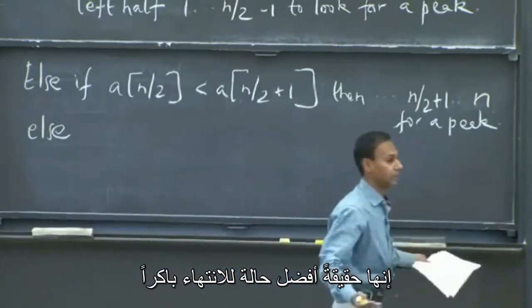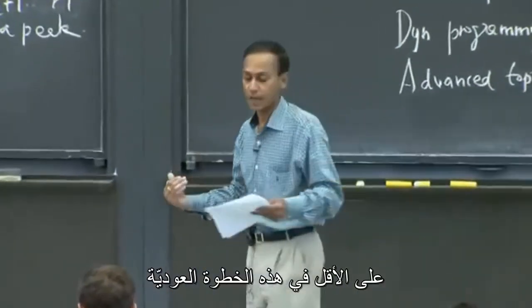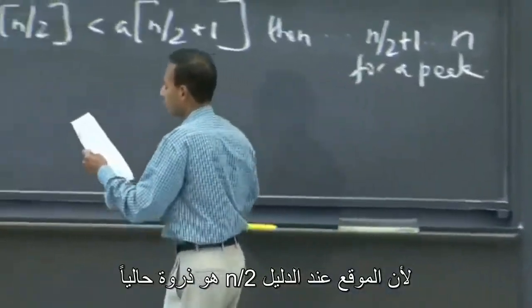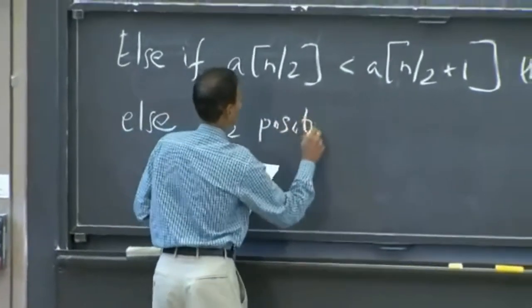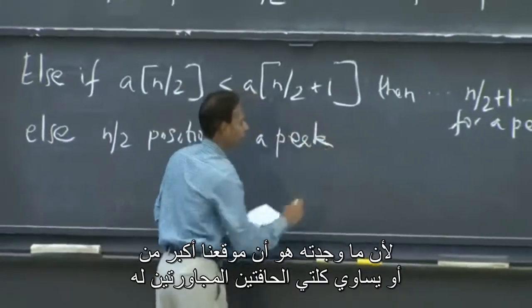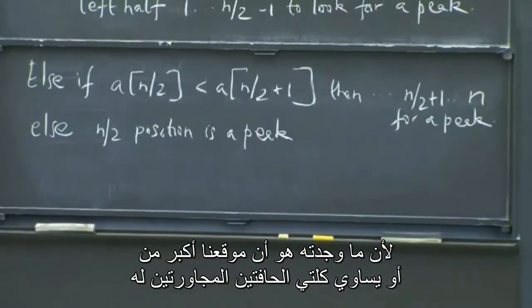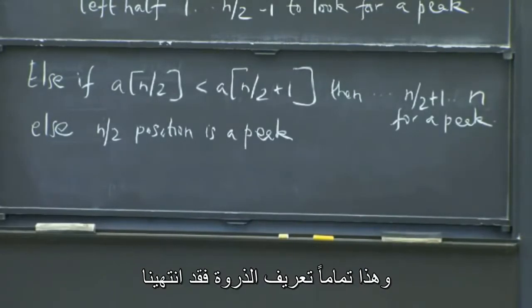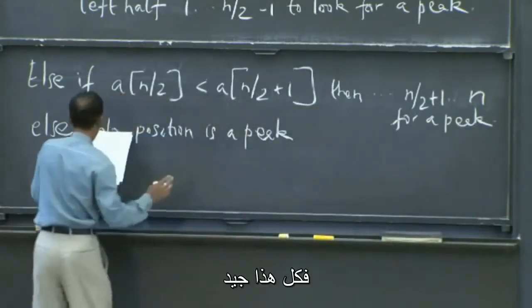That's actually the best case in terms of finishing early, at least in this recursive step, because now the n over 2 position is a peak. What you found is that the n over 2 position is greater than or equal to both of its adjacent positions, and that's exactly the definition of a peak. So you're done. Okay? So all of this is good.